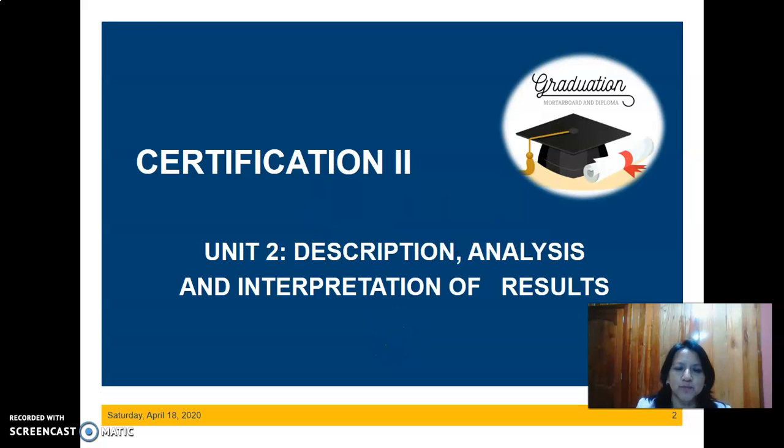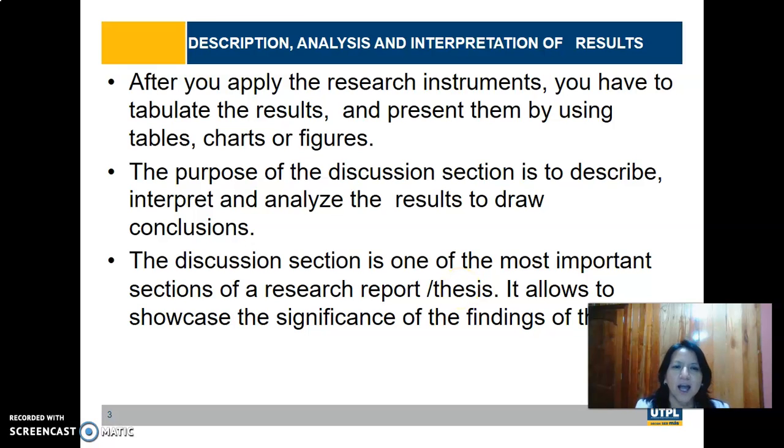In unit number 2, you are going to learn to describe, analyze, and interpret the results. After you apply the research instruments, you have to tabulate the results and present them by using tables, charts, or figures. The purpose of the discussion section is to describe, interpret, and analyze the results in order to draw conclusions. The discussion section is one of the most important ones of a research report or thesis.